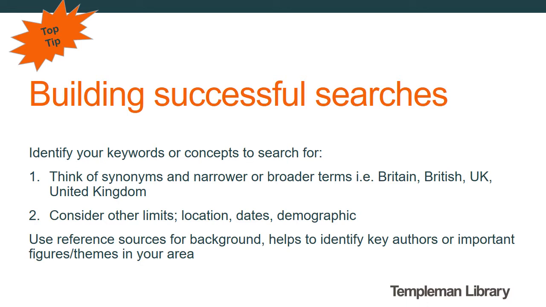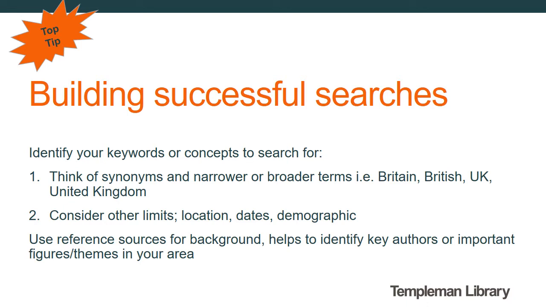So just a few top tips then in terms of building successful searches and picking up some of those earlier points. Identify your keywords or your concepts, think of synonyms or alternative terms, and also narrower or broader terms. So for example, if I was going to do a search for some studies based in Britain, I might also want to include terms for British, UK and United Kingdom, just to pick up all the different ways that that could be described within the literature. Consider your limits. So we spoke about location, dates, demographic, and there might be others that you want to consider as well. Like country of origin, that type of thing.